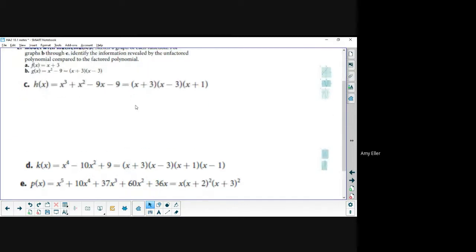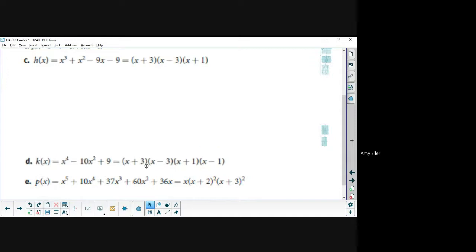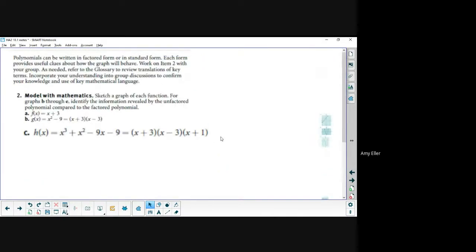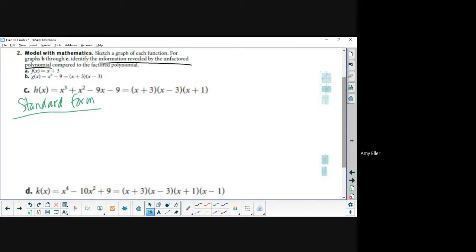So starting with C, our graph will be last. We are going to identify the information revealed by the unfactored polynomial. I'm going to call it standard form. So write down under part C, or wherever you're writing it, standard form. This is the function in standard form, and just by looking at that without a calculator, there are going to be at least 3 things we should know.